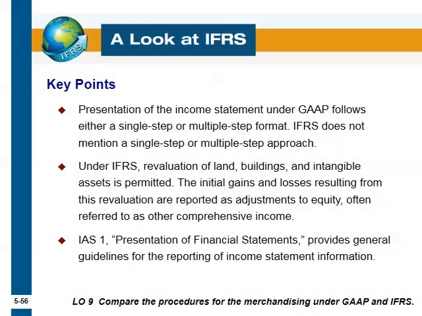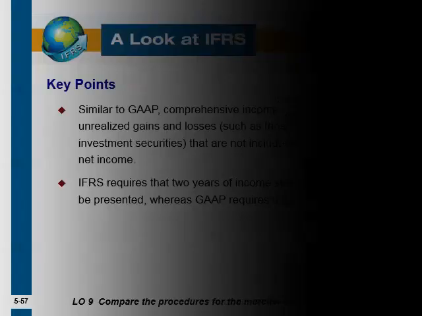Also, under GAAP, we allow single step or multi-step. Either one is acceptable under GAAP. IFRS doesn't mention either one of them, meaning that it's kind of up in the air how they do that, although it's very typical they use a single step method. And then IFRS allows a revaluation of land, building, and tangible assets. That is, they can write them up or down to whatever the fair value is.